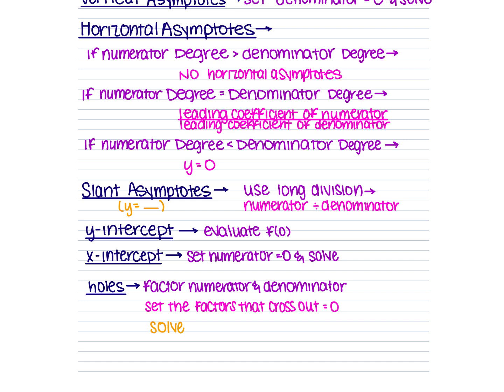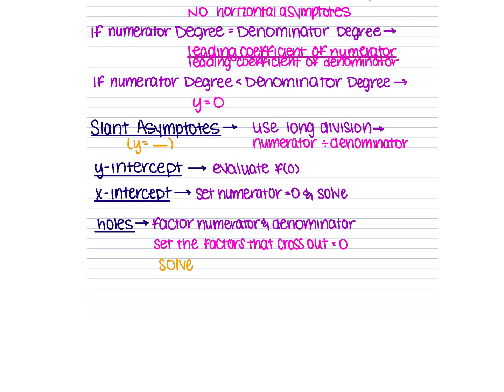You also have slant asymptotes, which we use long division to find, which is the numerator divided by the denominator. You also have the y-intercept, which is when you set x equal to 0. You also have the x-intercept, which is when you set the numerator equal to 0 and solve. And then you have holes, which is when you factor the numerator and denominator, and the factors that cancel out, you set equal to 0, and then you solve. Now, as you do problems, it's going to make more sense. For now, this is just the summary of what we're doing for the rest of the slides.